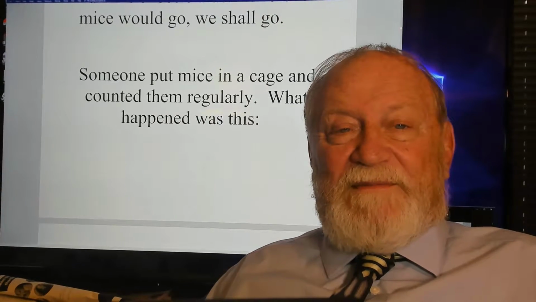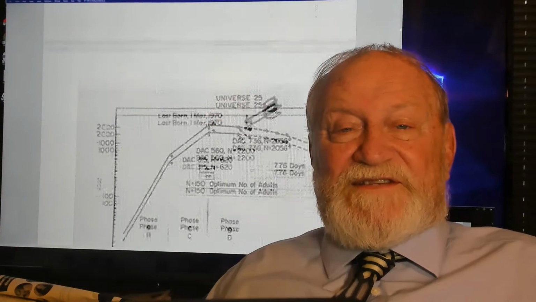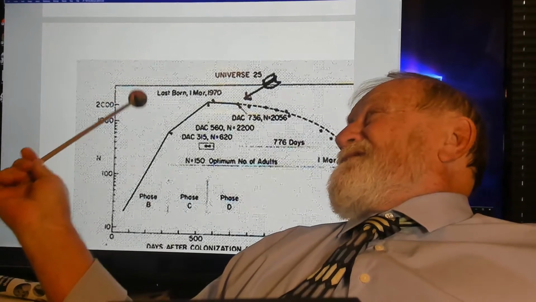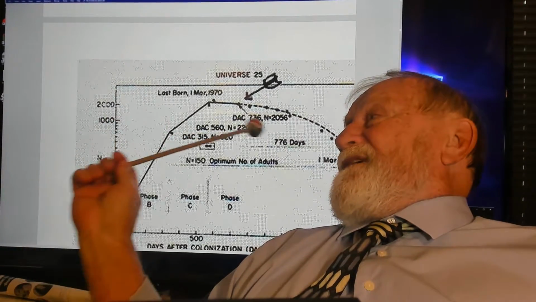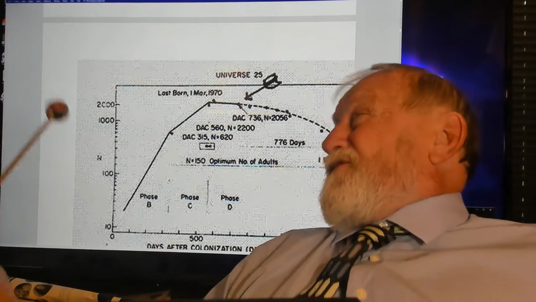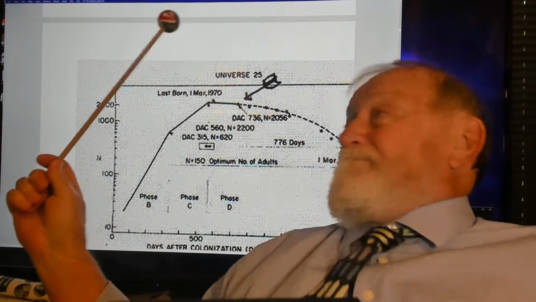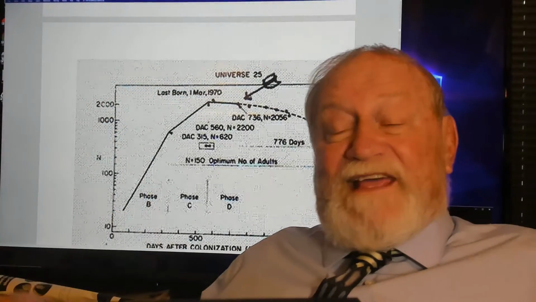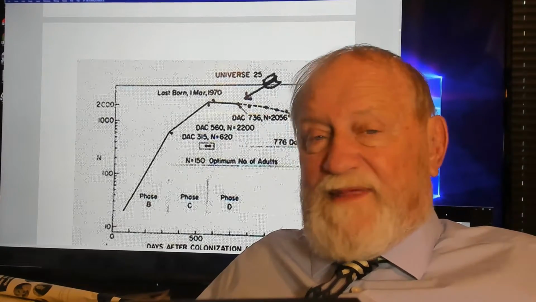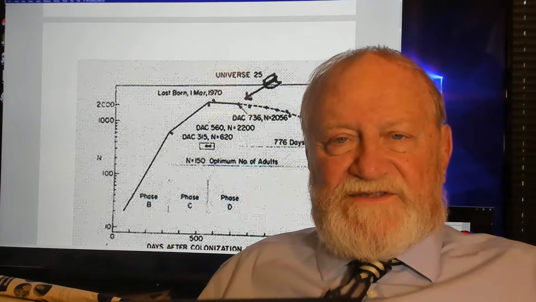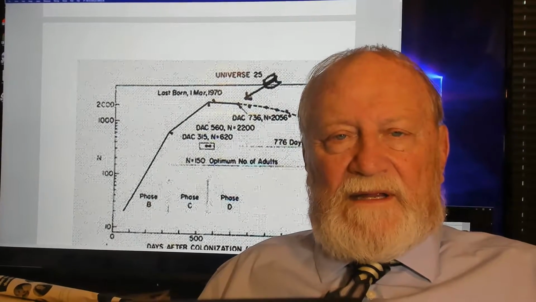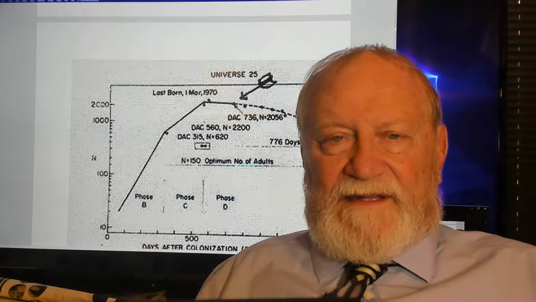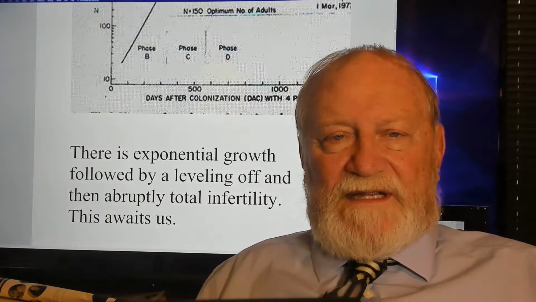So somebody put mice in a cage, counted them regularly. What happened was this. Population size going up and time in days going over. The population rose exponentially, tended to level off, and then bingo, right there, last live birth. The mice from that time on, their extinction was assured. The numbers fell, but there you go. Mice die out if you just let them expand exponentially.